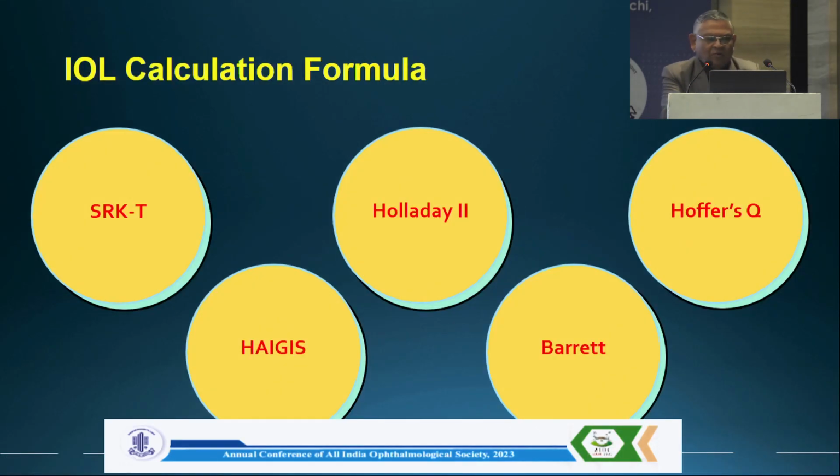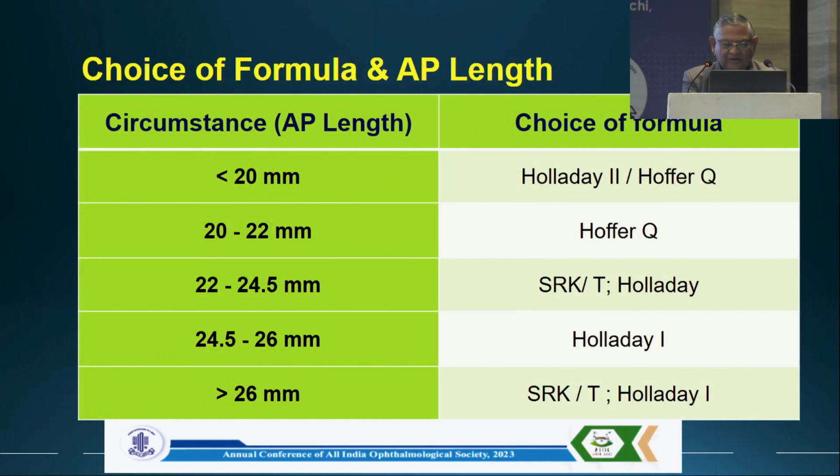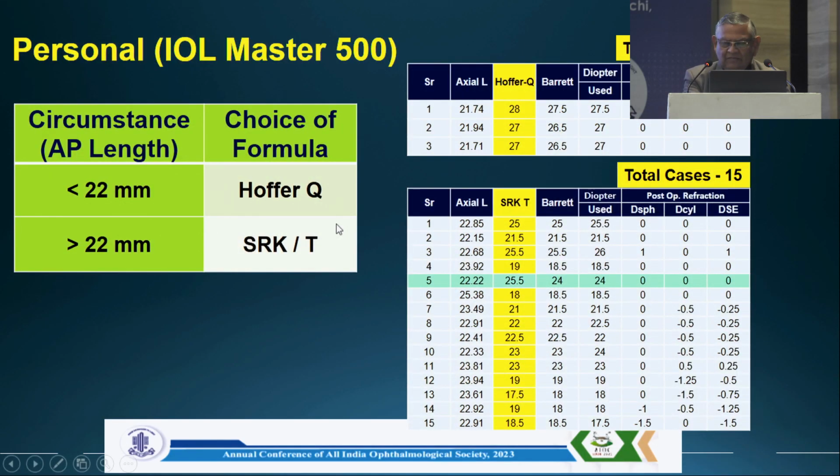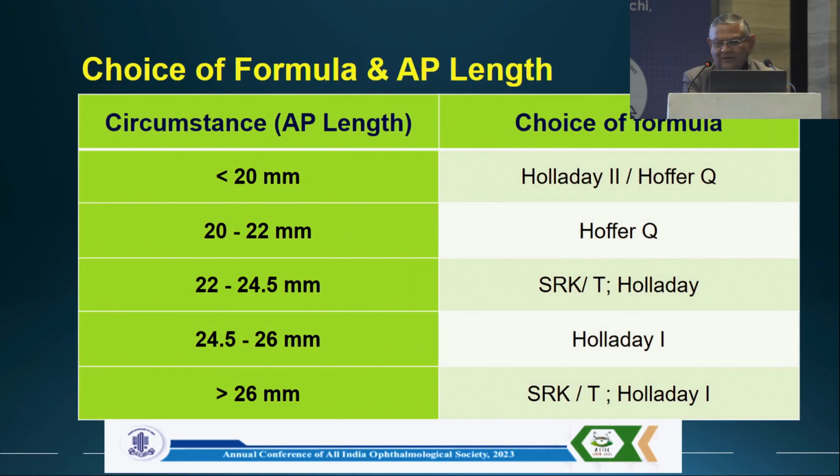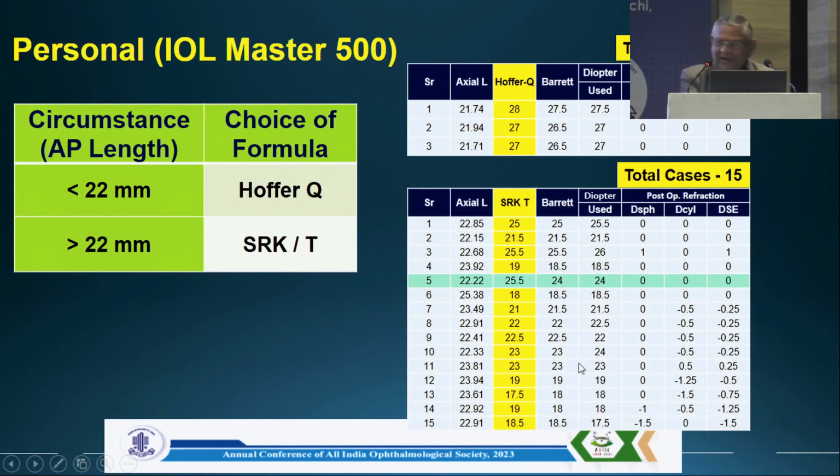And there are different formulas which are very popular: SRK/T, Holladay, Haigis, Barrett, Hoffer, Hill-RBF, and they have different applications too. If the axial length is less than 20 millimeters, you can use Holladay 2 or Hoffer. Between 20 and 22, which is very common, you can again go for Hoffer. Between 22 and 24.5, SRK/T. More than 24.5 up to 26, you can go for Holladay 1, and more than 26, SRK II. And whenever you have a problem, you can, of course, go online and find out the IOL power.